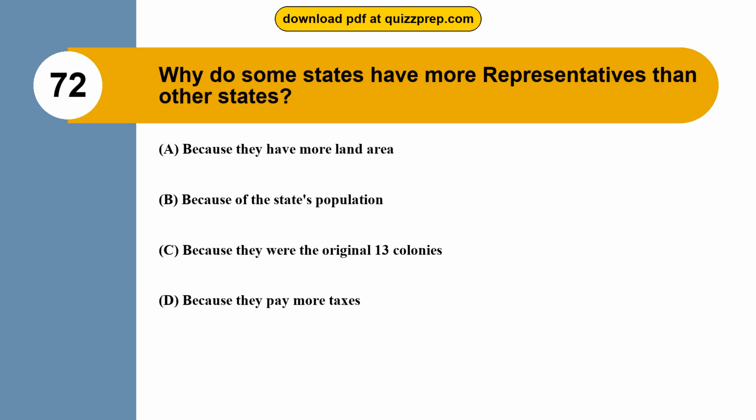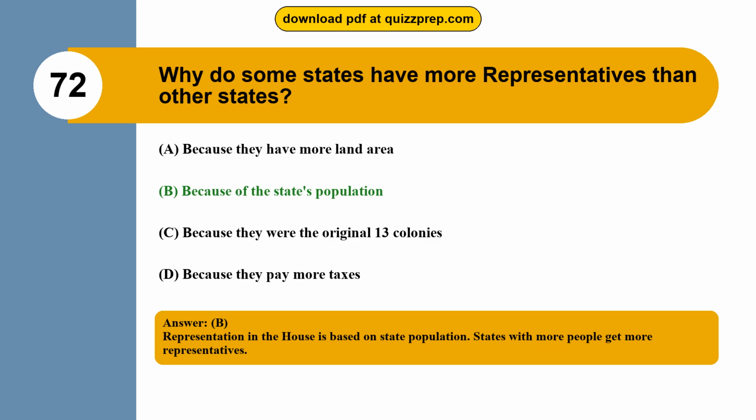Question 72. Why do some states have more representatives than other states? Option A. Because they have more land area. Option B. Because of the state's population. Option C. Because they were the original 13 colonies. Option D. Because they pay more taxes. The correct answer is option B, because of the state's population. Representation in the House is based on state population. States with more people get more representatives.